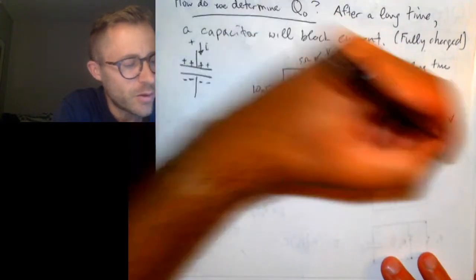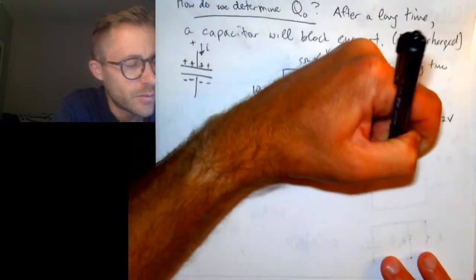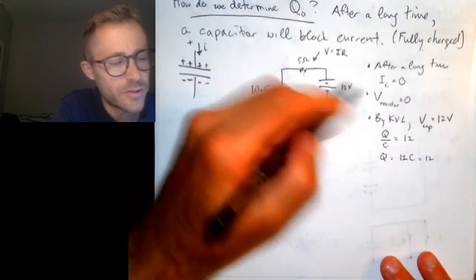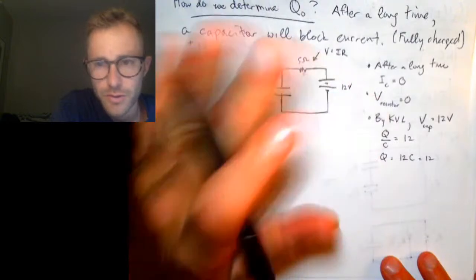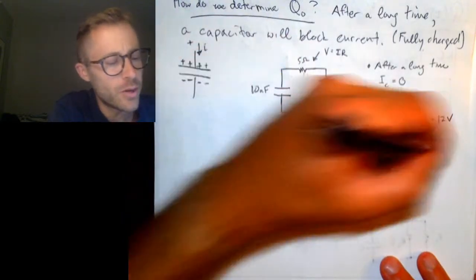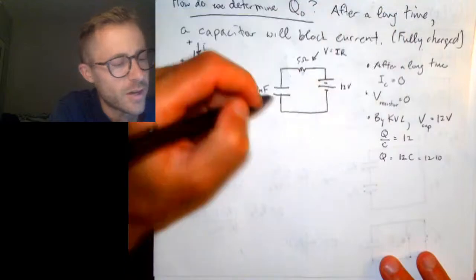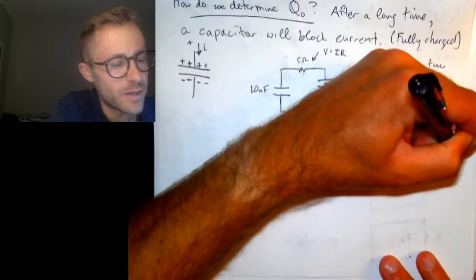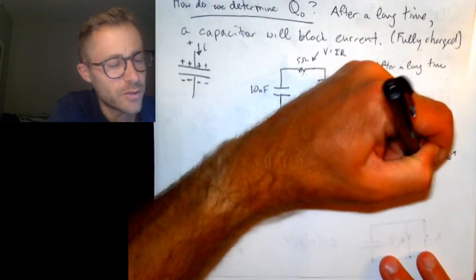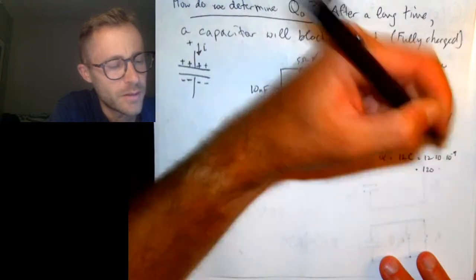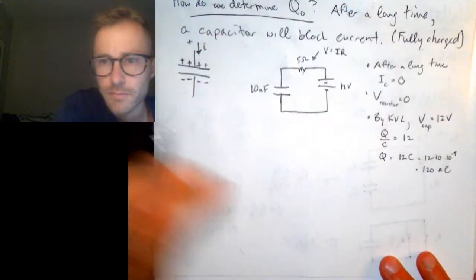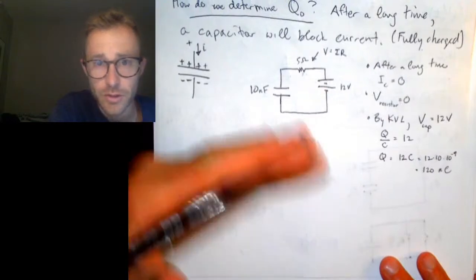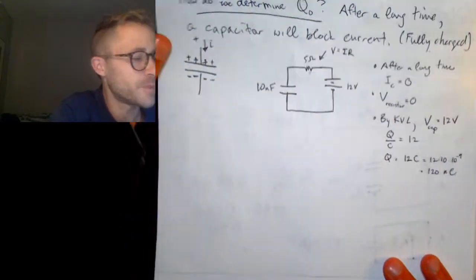So that would be 12. Now this isn't kilovolts or nanovolts, it's just to the 10 to the 1 power. So 12 times 10 times 10 to the minus 9. So that's going to be 120 nanocoulombs would be the charge on the capacitor after a long time. Okay?